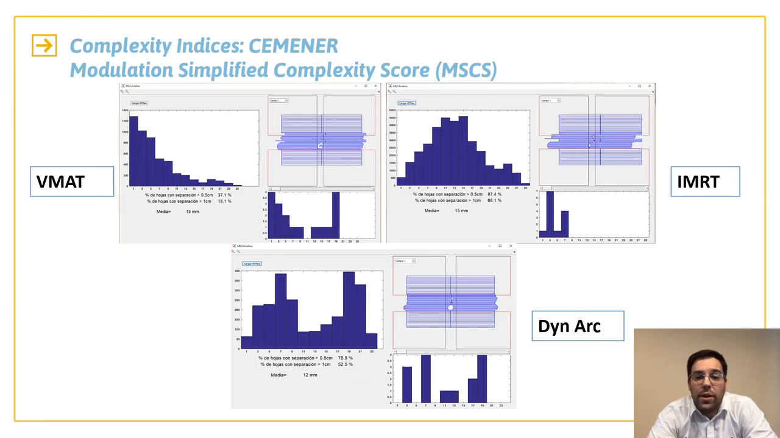This tool evaluates the distribution of distances between pairs of opposed leaves, and the score is defined as the percentage of leaves greater than a specified field size, usually 0.5 centimeters. In this graph, we can see the distribution for 4 different techniques and how BMAT is the highest modulated treatment in this study. We can see in the DynArc treatment that we have 2 lesions of 2 different volumes in this case.